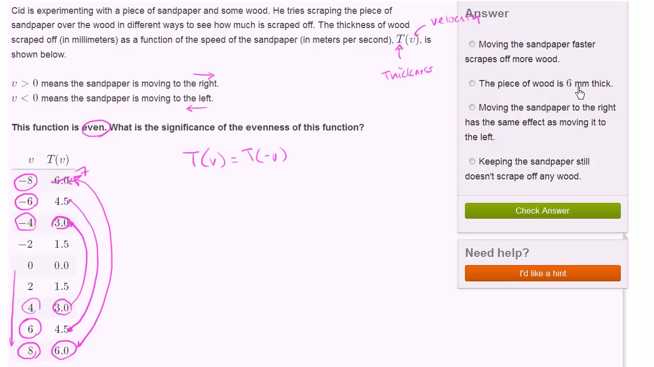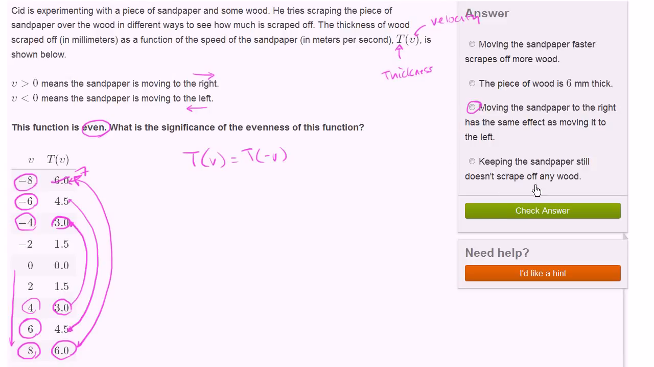The piece of wood is 6 millimeters thick. Well, we actually don't get any of that from the function. Moving the sandpaper to the right has the same effect as moving it to the left. Well, that seems pretty close to what I had said earlier, that for a given speed to the right or to the left, we get the same amount taken off of the piece of wood. So this looks like our answer.